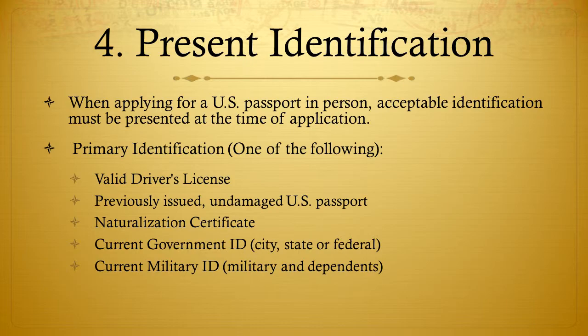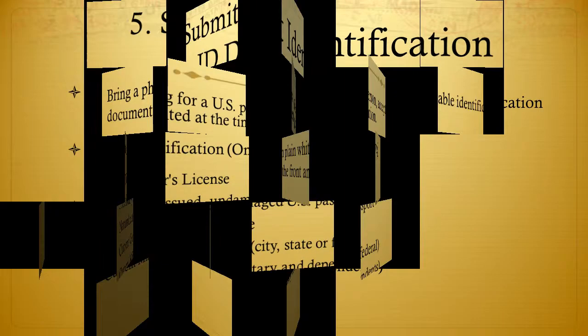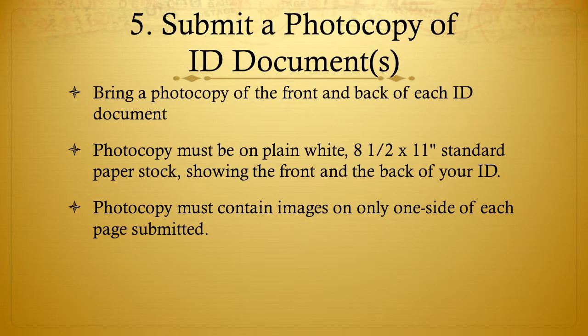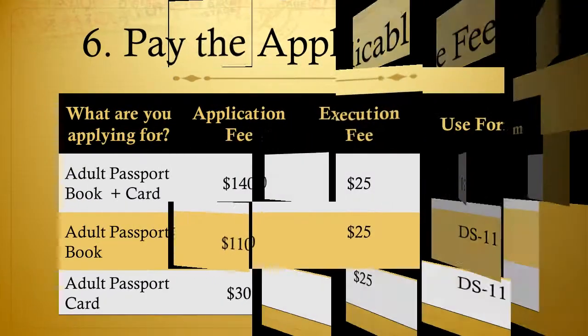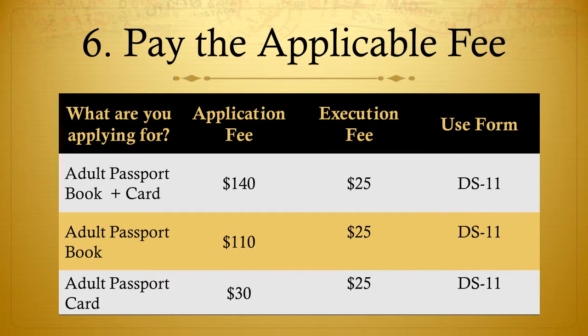The fourth step is to present identification. When applying for a U.S. passport in person, acceptable identification must be presented. Primary identification could be in the form of a valid driver's license, a current government ID, or military ID. The fifth step in the process is to submit a photocopy of your ID documents. You must bring a photocopy of the front and back of each ID document.